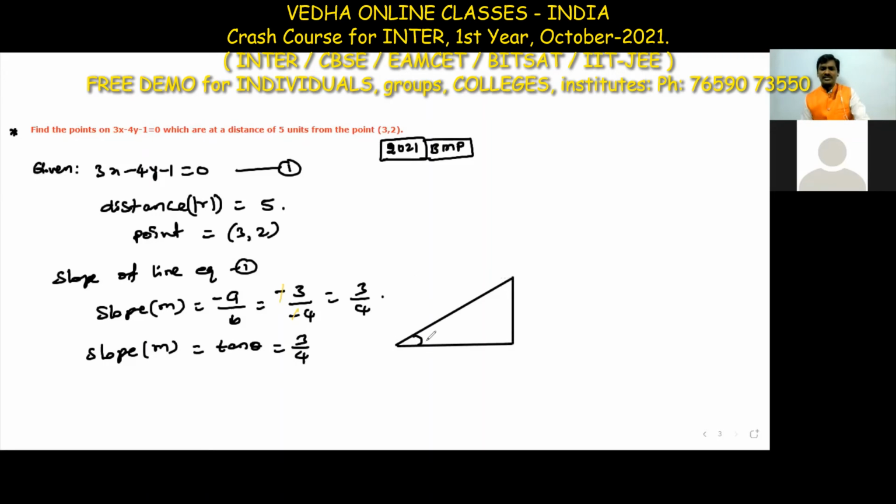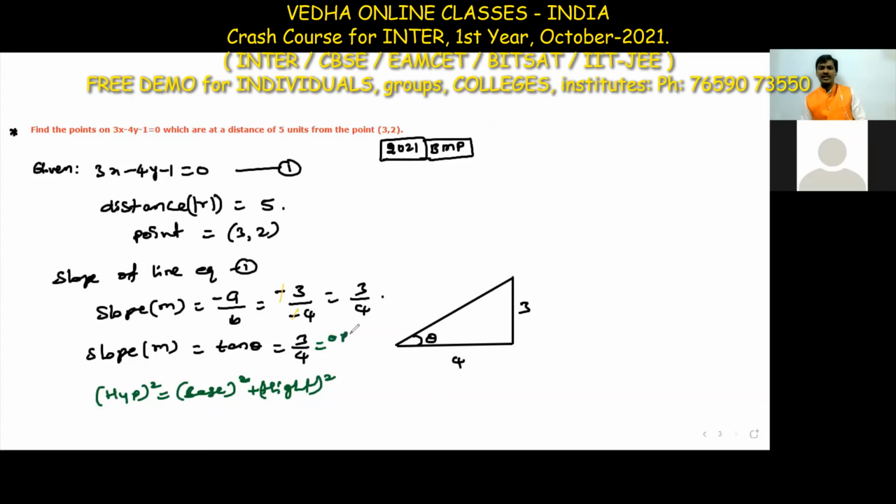If you consider this as theta, then it is opposite by adjacent. Then what is the hypotenuse? We have the Pythagoras theorem. For a right angle triangle, according to the Pythagoras theorem, hypotenuse square is equal to base square plus height square. If we apply this formula, then we can find the third side.